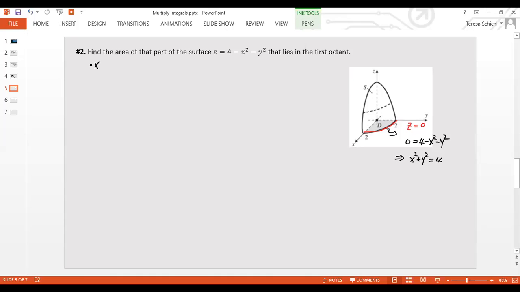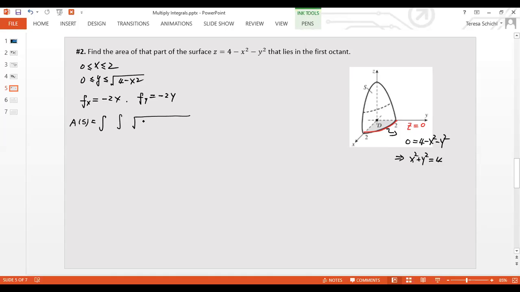So in here I will say x is from 0 to 2. Then y will be equal from what? From 0 to the square root of 4 minus x squared. Okay, so now let's take a look. The partial in x. So what is the partial in x? Negative 2x, right? Then the partial in y. What is the partial in y here? It's negative 2y.